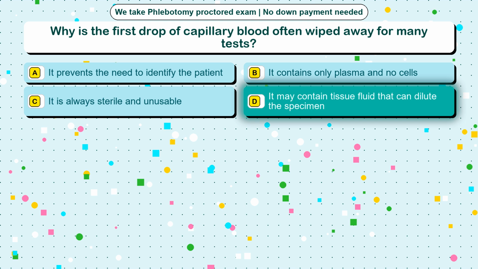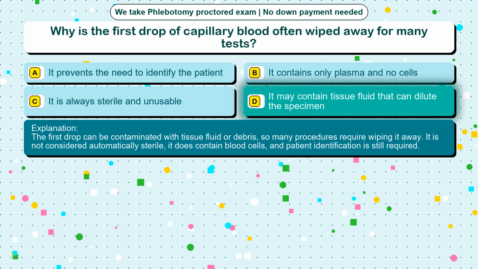The correct answer is option D. It may contain tissue fluid that can dilute the specimen. The first drop can be contaminated with tissue fluid or debris, so many procedures require wiping it away. It is not considered automatically sterile, it does contain blood cells, and patient identification is still required.